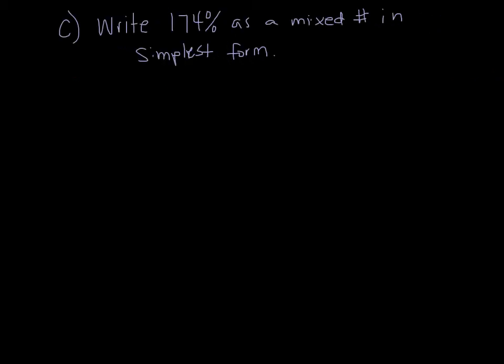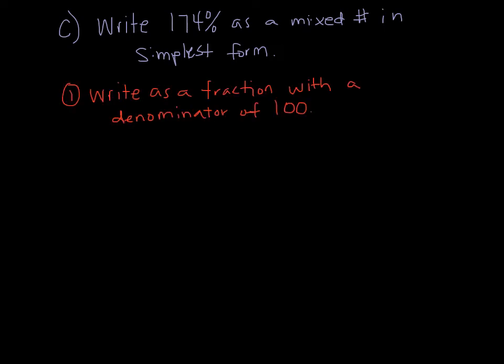Part C says to write 174% as a mixed number in simplest form. So now we have more than 100%. We've got more than one whole. So how would you write that? Well, start with your steps. Write as a fraction with a denominator of 100. So if I've got 174, I would write it as a fraction over 100.